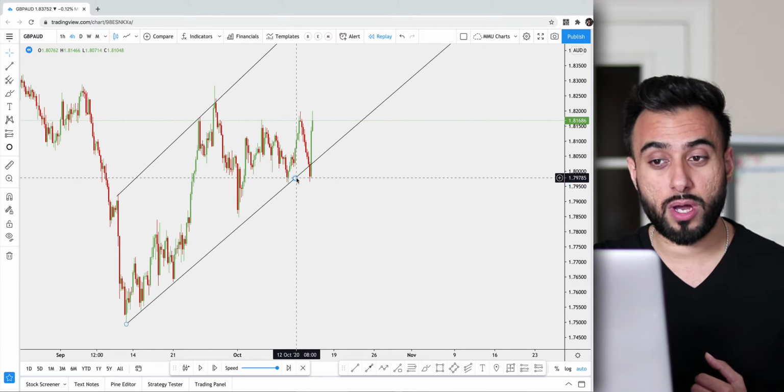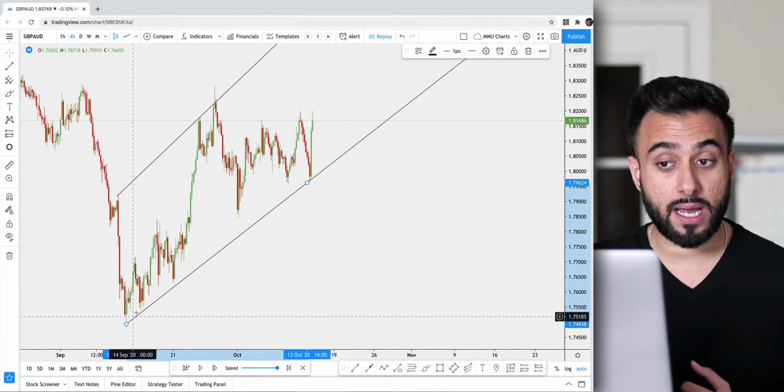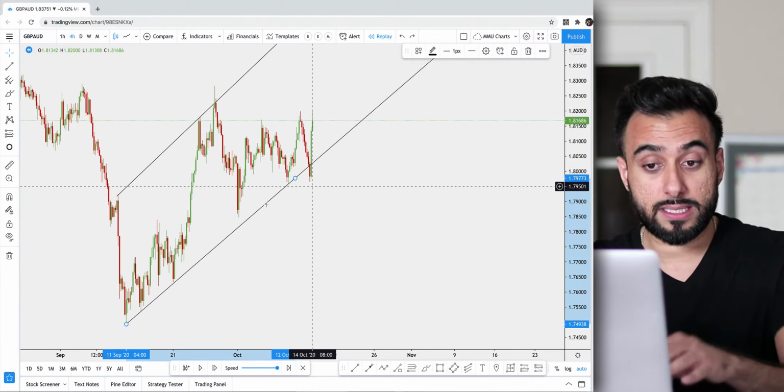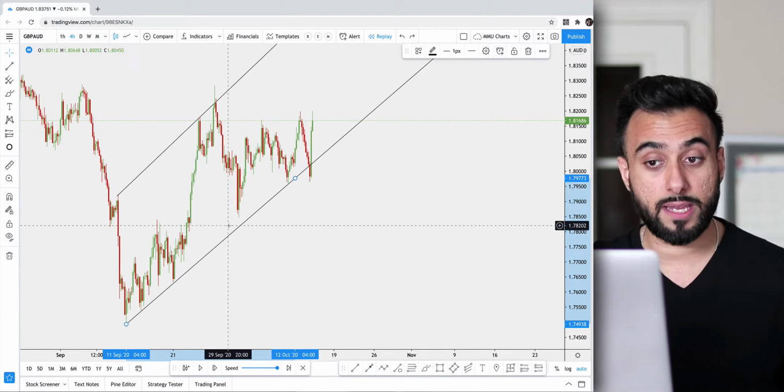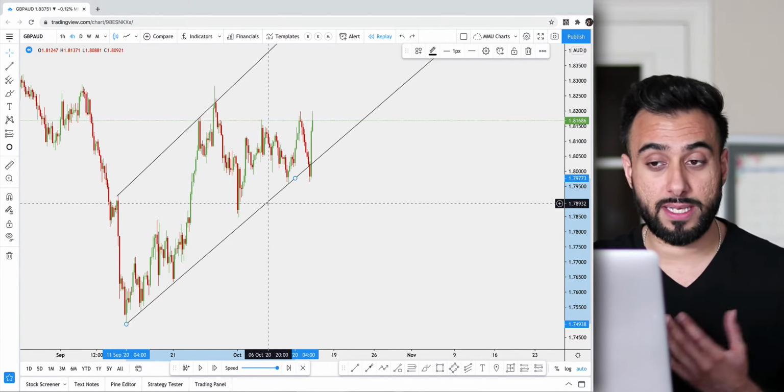You would not want to draw the trend line like this because you're missing a lot of the price action. Instead, like this, you're touching most of the wicks, even though some are actually deviating a little bit.